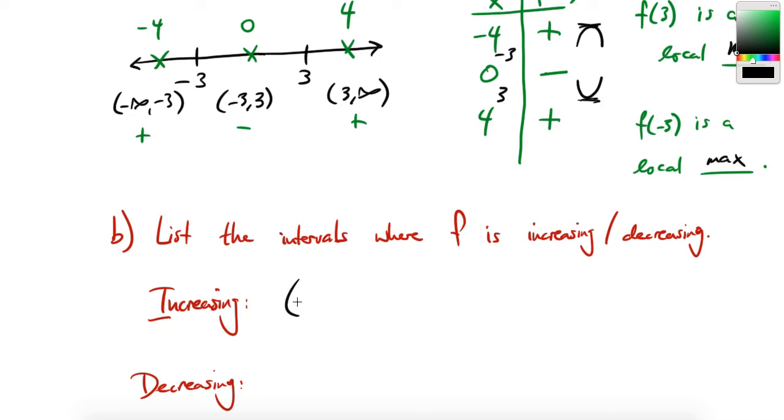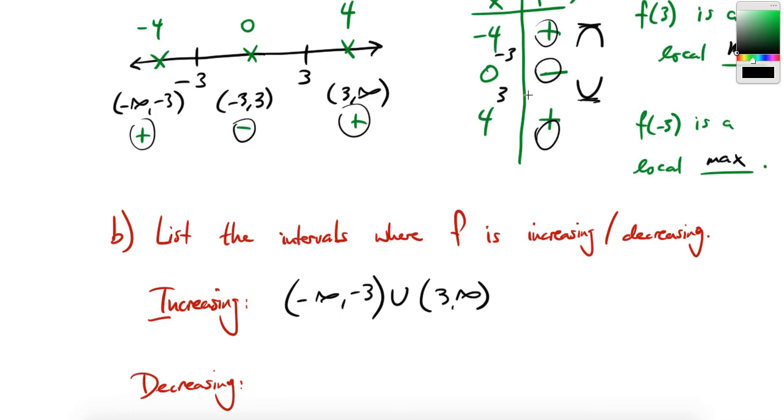So in this case, the first derivative is positive on the entire interval from negative infinity to negative 3. That's what this plus told us. And then either a union symbol or a comma or whatever, but 3 to infinity was also positive, which means increasing. And then similarly, where it was negative, that's where the function is decreasing. In this case, negative 3 to 3.